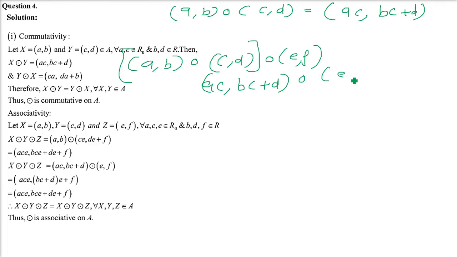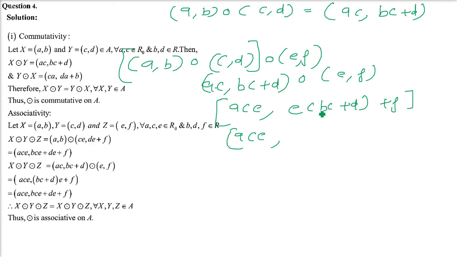So AC multiplied by E, ACE will be the first term. Then BC plus D multiplied by E, and then you add F here, right? So ACE, you have BCE plus DE plus F, right?